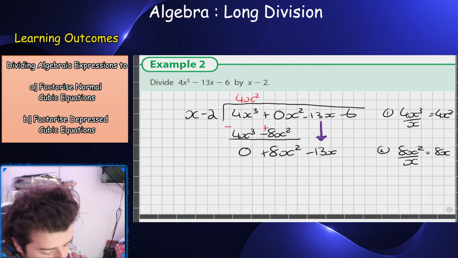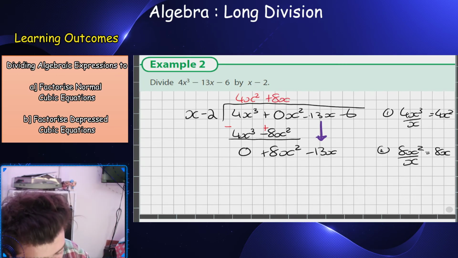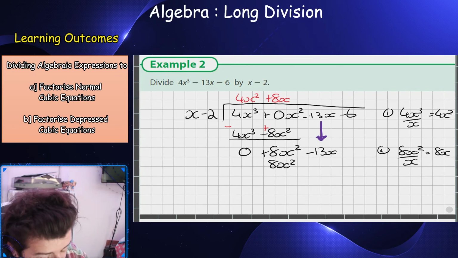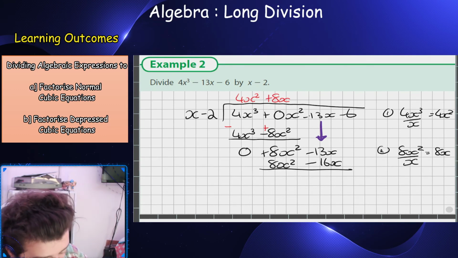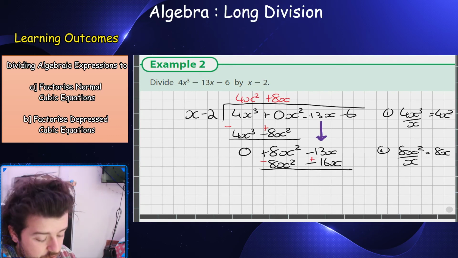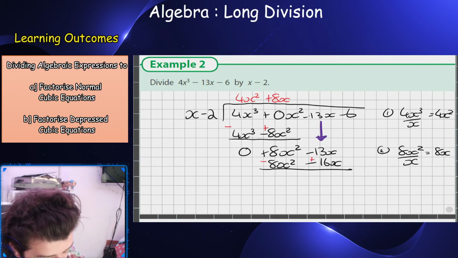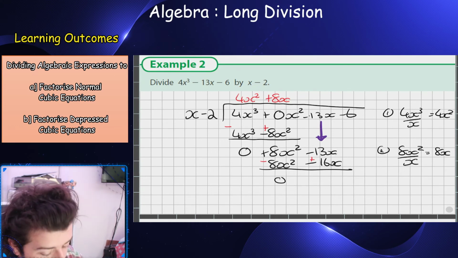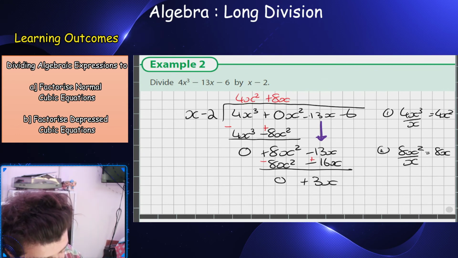So 8x squared divided by x is 8x, so I put a positive 8x on top. 8x times x is 8x squared. 8x times minus 2 is minus 16x. I'm going to subtract that, so I change the signs. 8x squared minus 8x squared is 0. Minus 13x plus 16x is equal to 3x. Then I bring down my final term, which is minus 6.